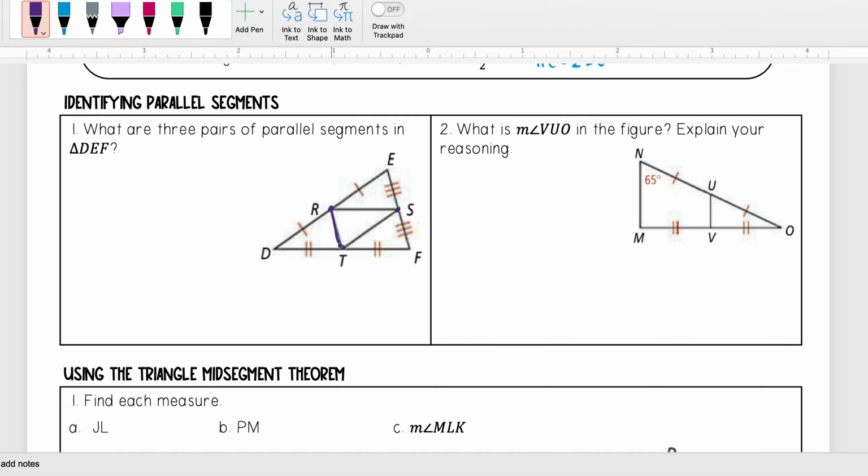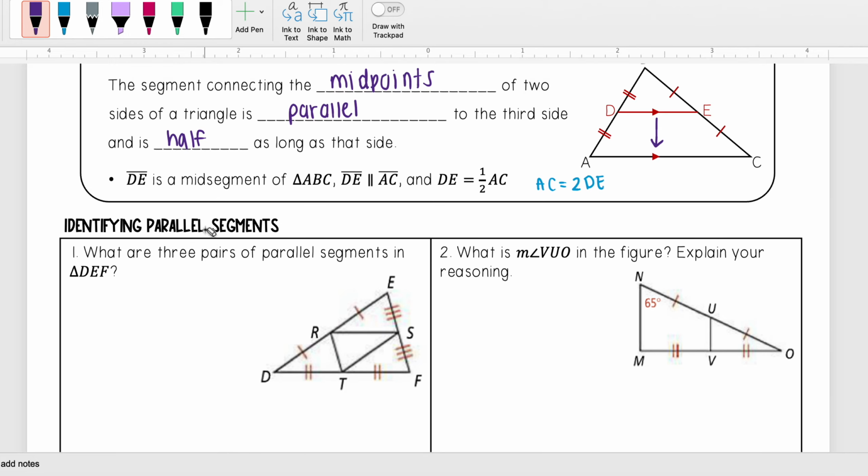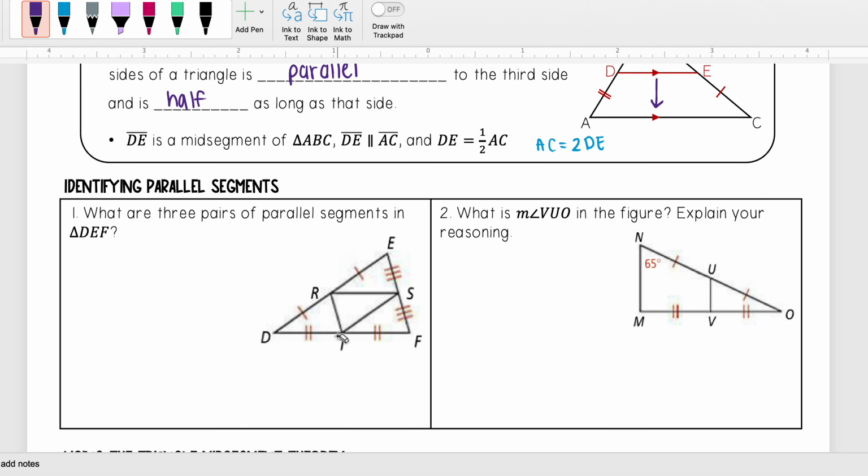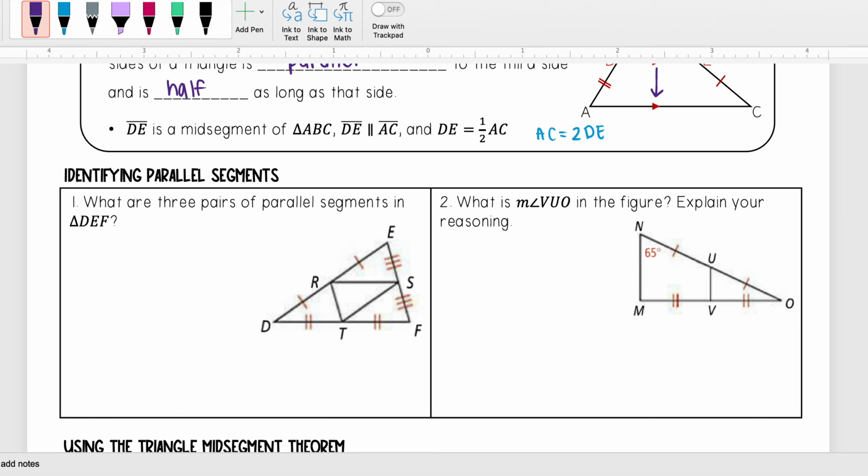So I have my mid-segment triangle. And we learned from the triangle mid-segment theorem that the side opposite of it, so that side opposite of my mid-segment, is parallel to that mid-segment. So let's look at RS first.